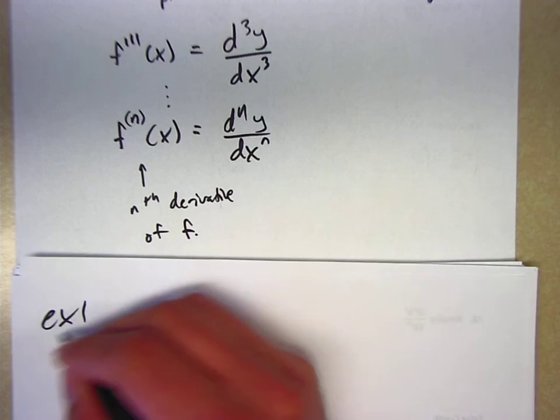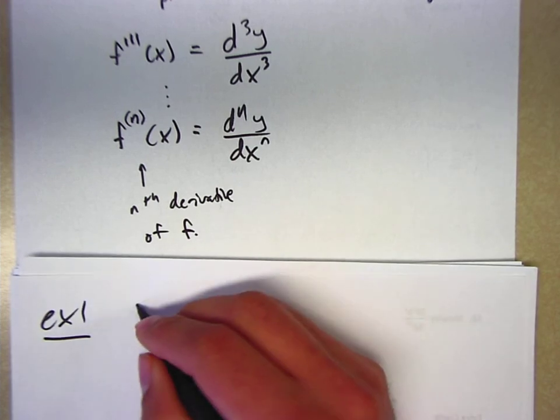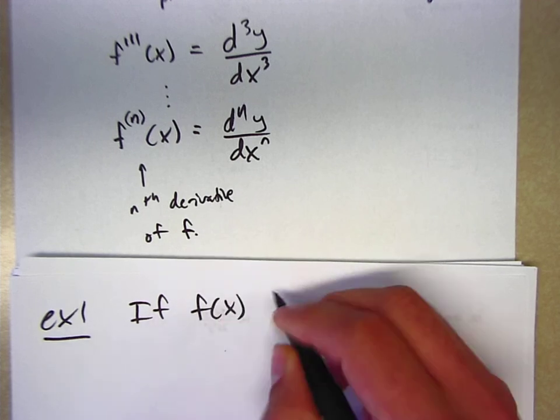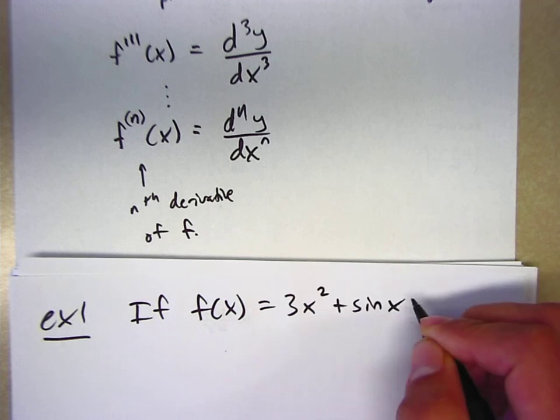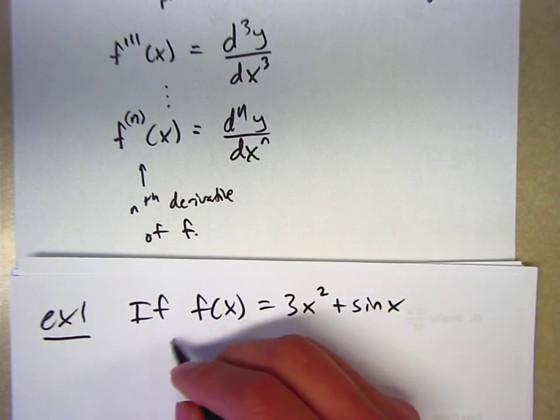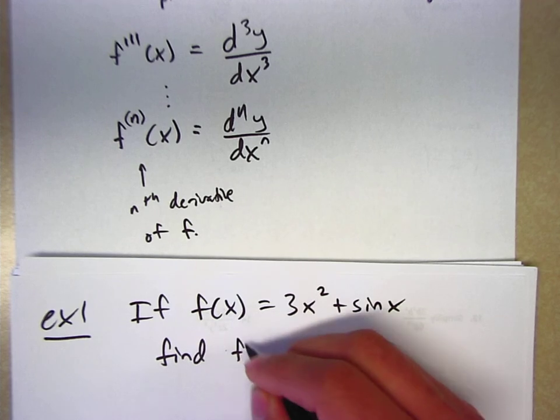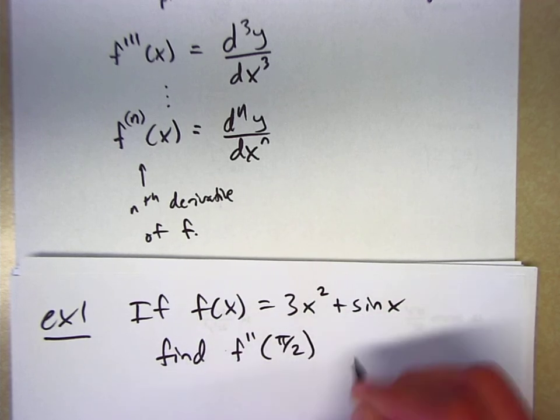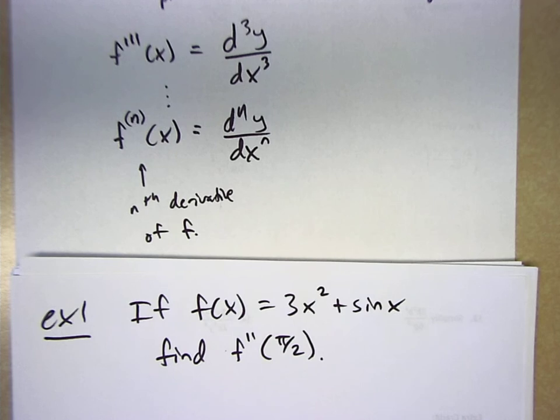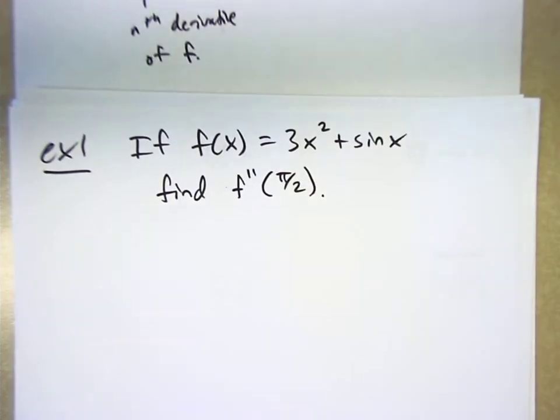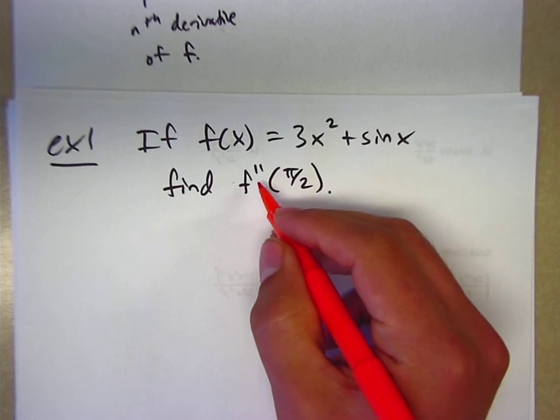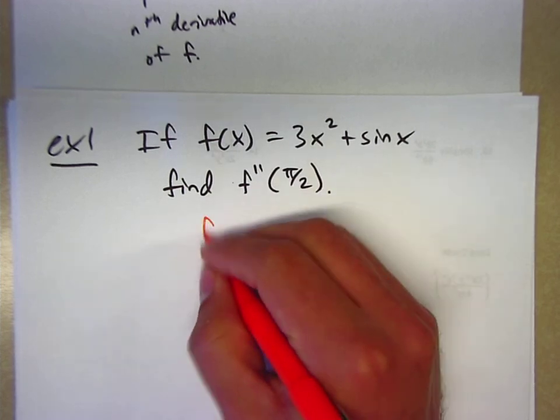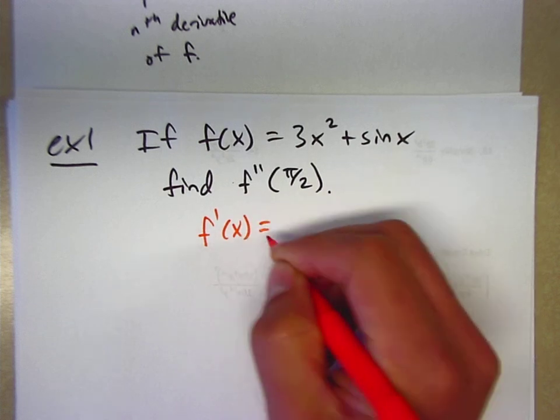All right, first example. Let's say we have f of x equal to 3x squared plus sine of x. And I want you to find f double prime of pi over 2. All right, so to get to the second derivative, you got to find the first derivative. So let's do that.